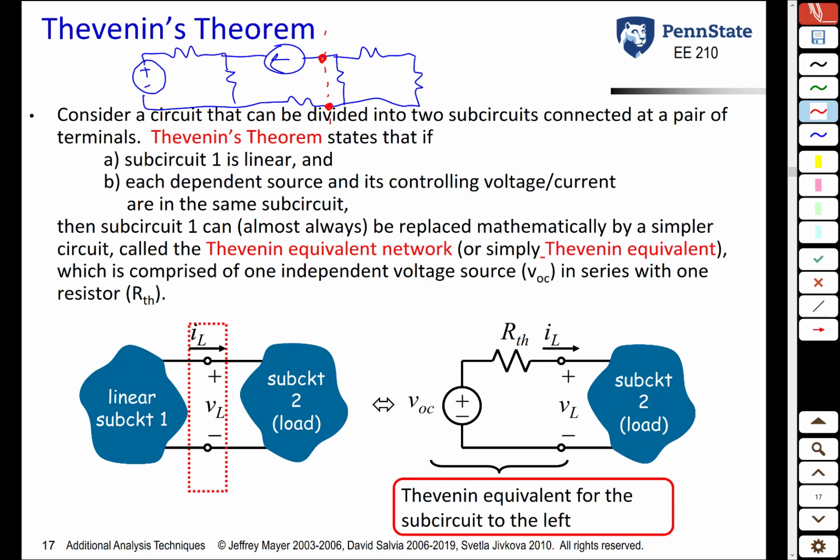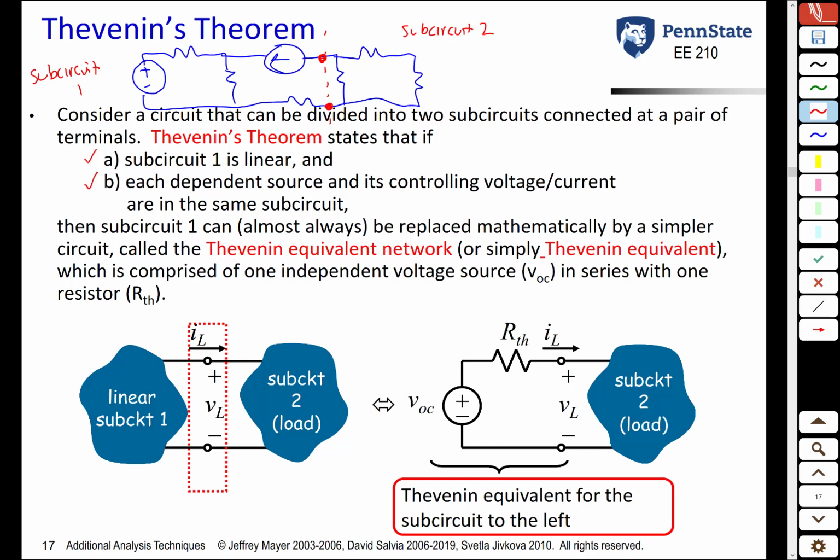So let's consider a circuit that can be divided into two subcircuits connected at a pair of terminals. And let's call everything to the left of this red line subcircuit 1, and everything to the right of this line subcircuit 2. What Thevenin's theorem states is that if subcircuit 1 is linear, in other words, all of the components in it are linear components, and if there are dependent sources, both the source and its controlling voltage or current have to be in the same subcircuit, either both to the right of the dotted line or both to the left of the dotted line.